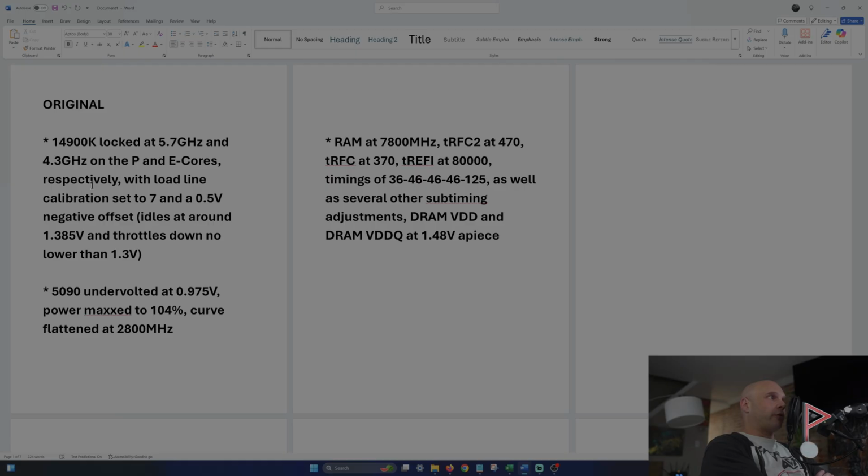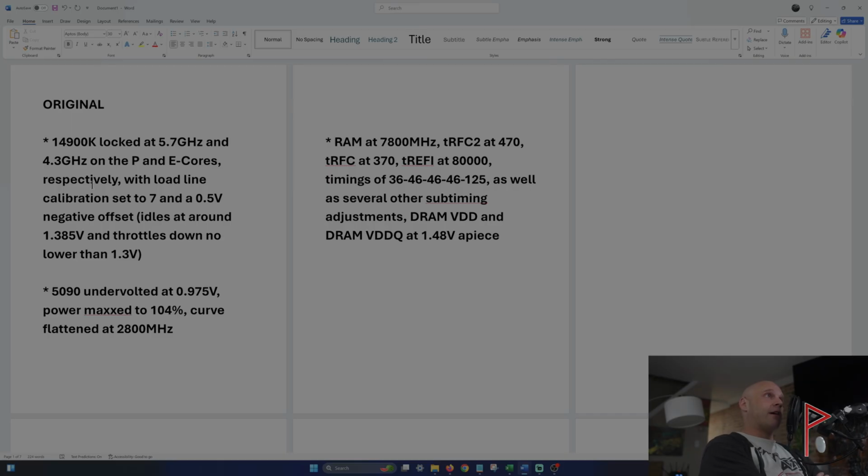5090 undervolted at 0.975 volts, power max to 104%, curve flattened at 2800 megahertz. RAM at 7800 megahertz, tRFC2 at 470, tRFC at 370. I'm going to get into these timings later. We're going to explain those in detail.